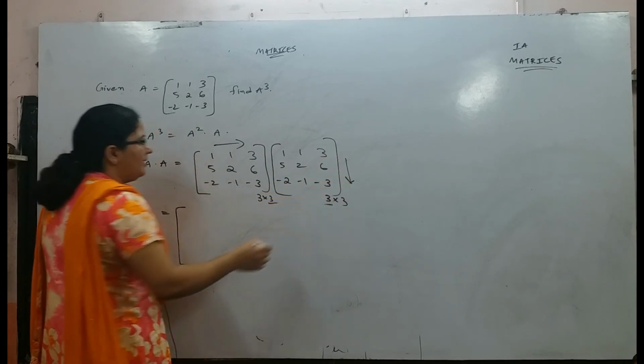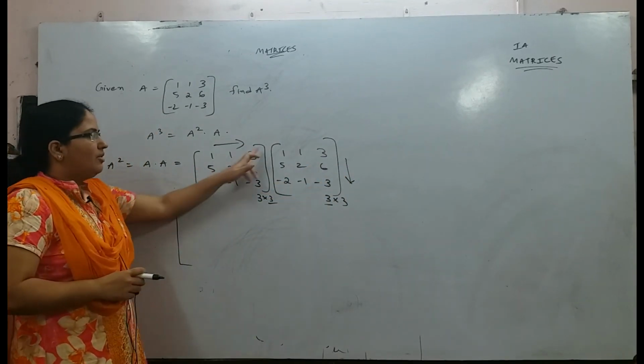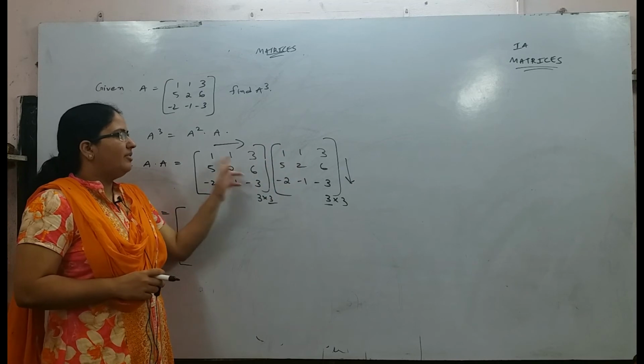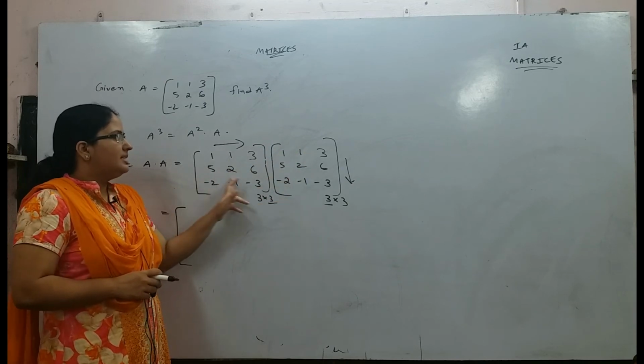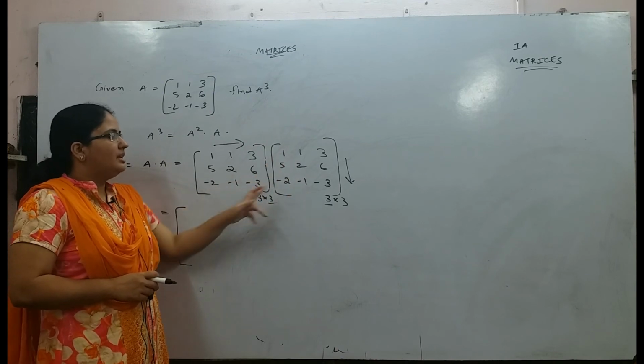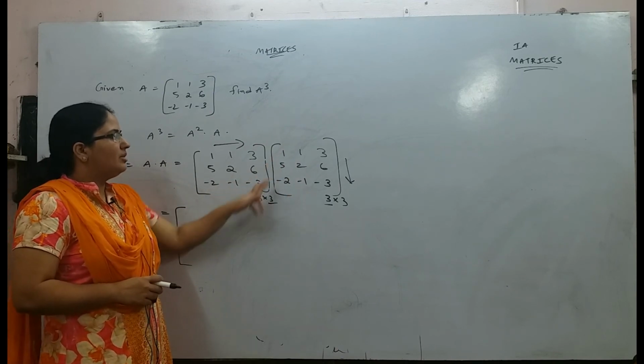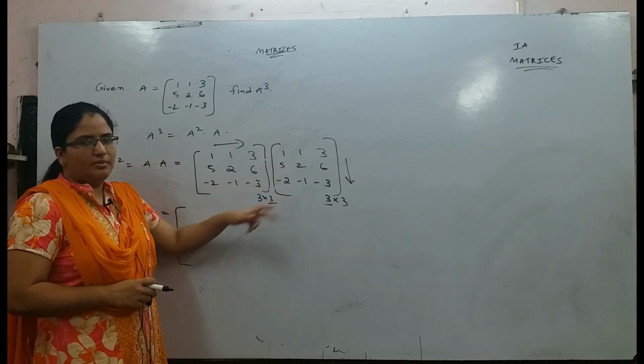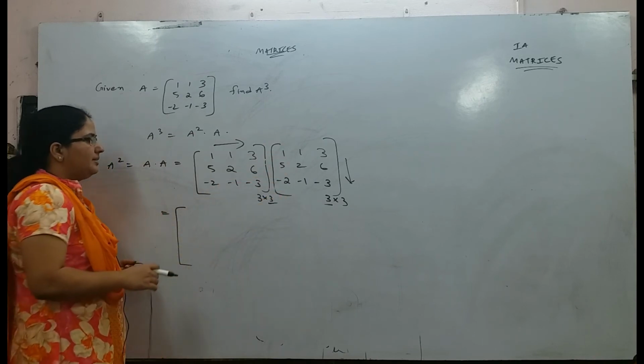How to multiply? First row first column, first row second column, first row third column, second row first column, second row second column, second row third column, third row first column, third row second column, third row third column. This is how you shall multiply.